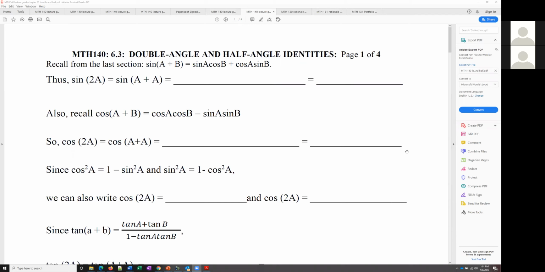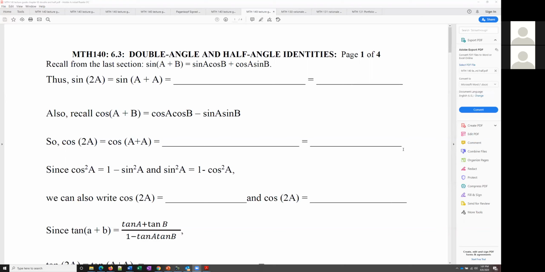Okay, then today we're going to take a look at section 6.3, which is about double angle and half angle identities. So first we're going to see what those identities are, and then we're going to take a look at some examples.